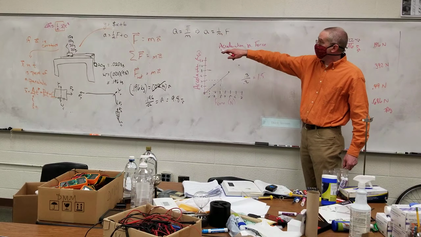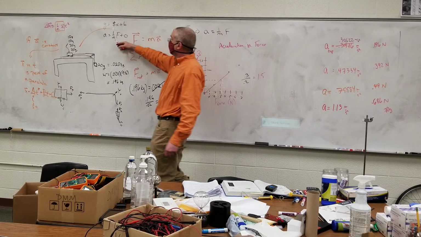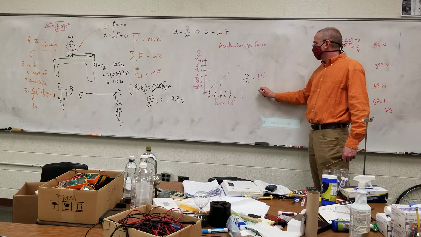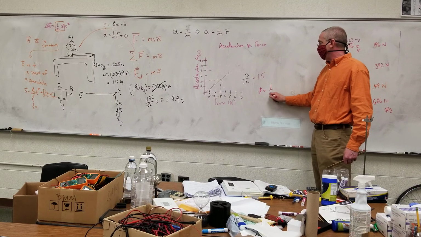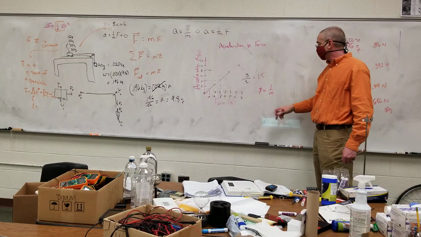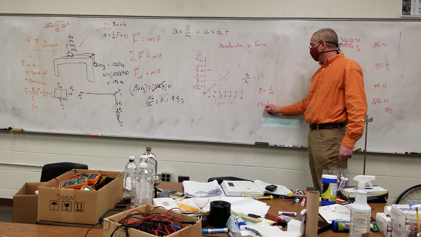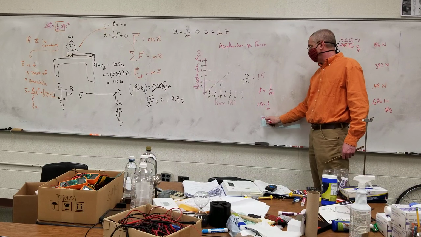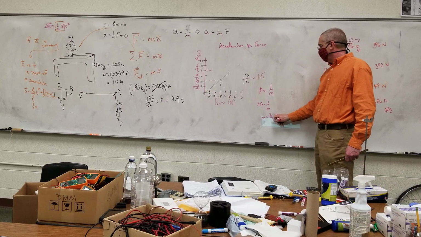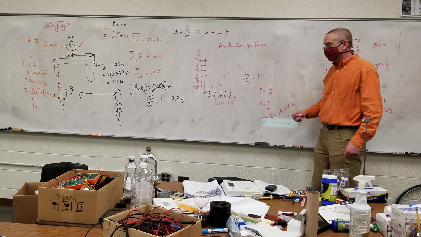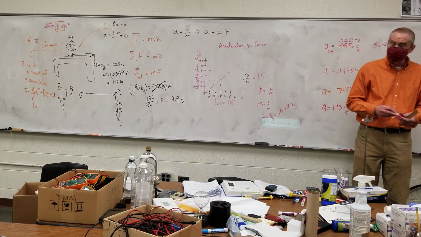From this, what I had over here, my slope should be 1 over the total mass. So based upon this, I got 1.5 is equal to 1 over the mass. So the mass is equal to 2/3, or 0.667 kilograms. That's my prediction based upon my crude drawing.